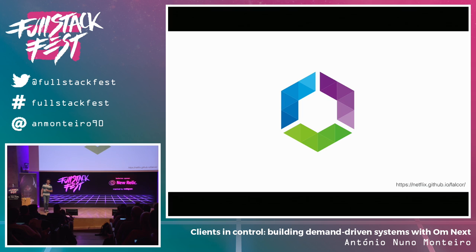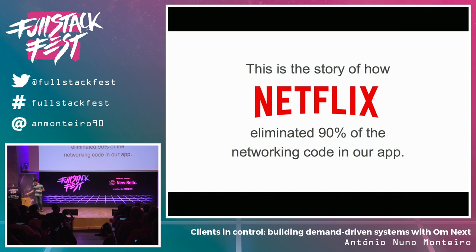And then there is Falcor by Netflix, which is the same thing, but derived from Netflix's microservices architecture. The previous speaker was speaking about Falcor in a way that it lets you bind to the cloud and seems like all your data is local to you. And this is an awesome concept. Another thing is that Falcor has this concept of a router, which knows how to route each key that the UI needs to the specific microservice that knows how to serve that key. And so also Netflix ended up eliminating 90% of their networking code when moving from REST to Falcor.